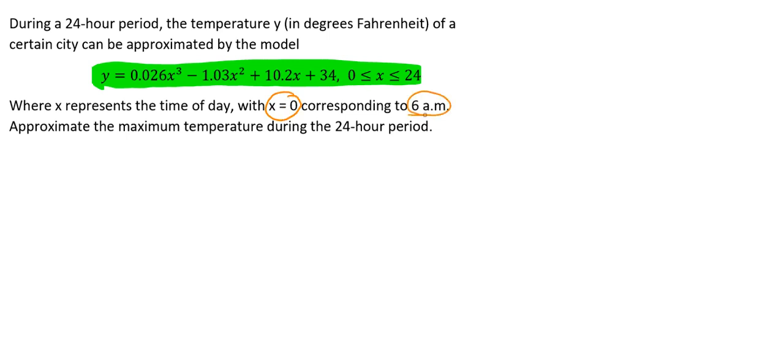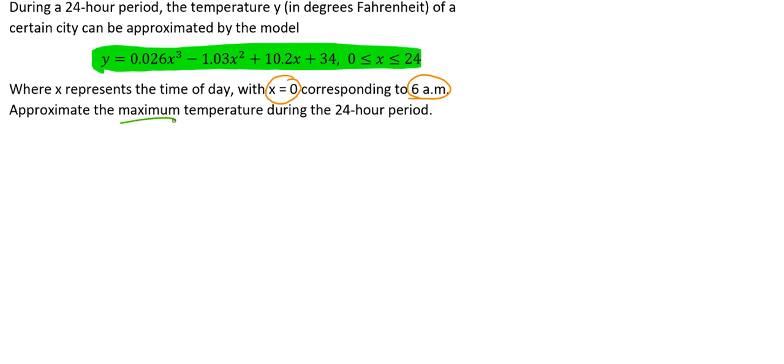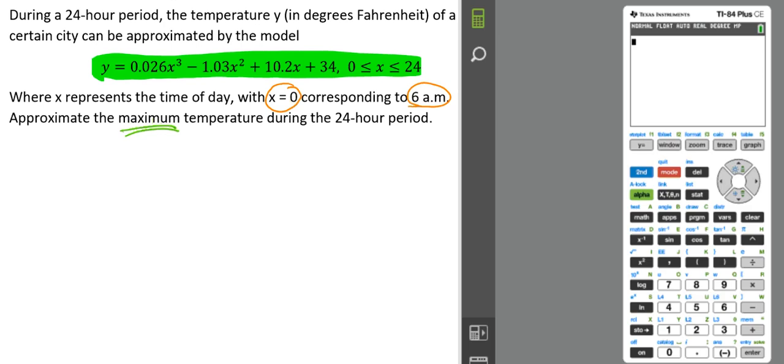And we're going to approximate the maximum temperature during the 24-hour period. Now this is also important that it's asking us specifically for that maximum temperature. So here we're going to be approximating our maximum value, and we're going to do so with the help of our calculator. So we're going to go ahead and plug in our equation. And so we have 0.026 x to the third minus 1.03 x squared plus 10.2 x plus 34.